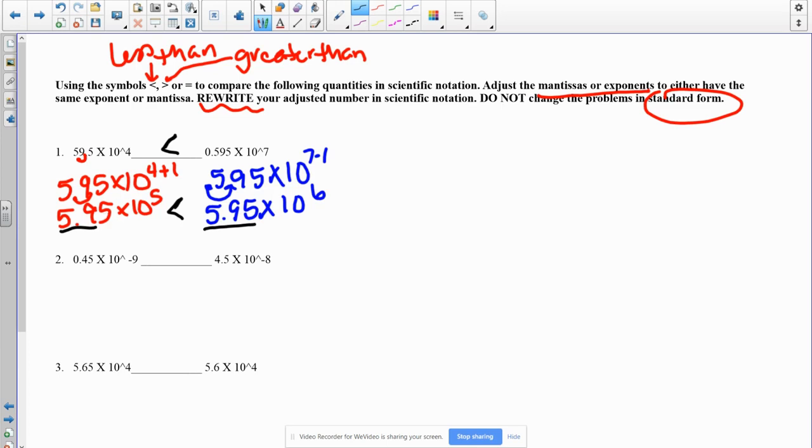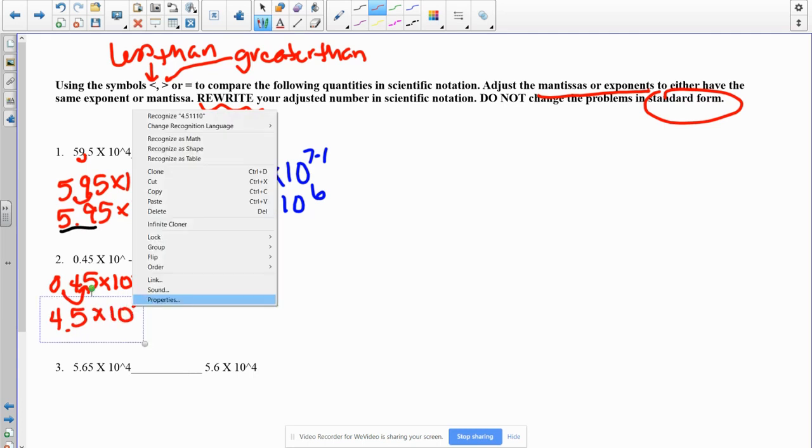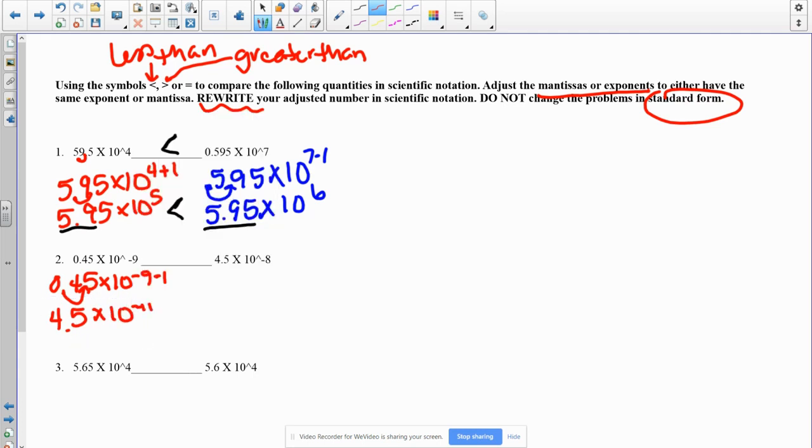Okay, let's look at the next one. Again, I'm going to put this in scientific notation. I'll write it down here so it's a little clearer to see. So I'm going to move this to the right this time, 1. And remember, when you move to the right, you subtract. I'm going to take 1 away from the exponent. So this new correct scientific notation is 4.5 times 10 to the negative 11th power. And then over here, oh, it's already in that form, so I'm just going to write it down. So it's in perfect scientific notation.